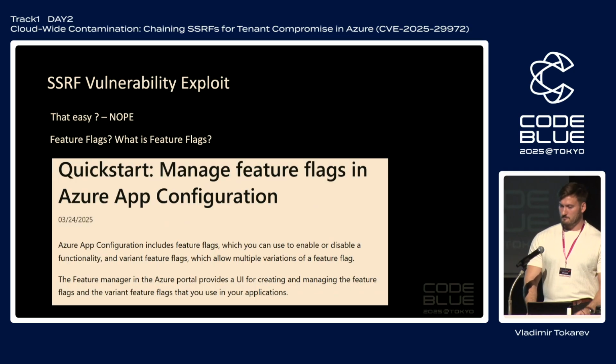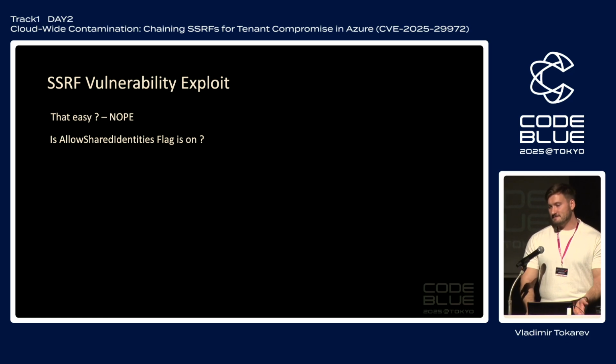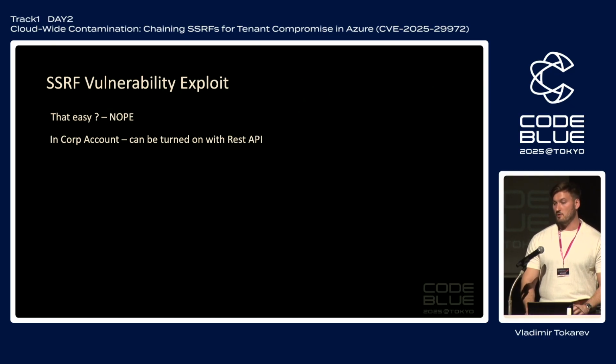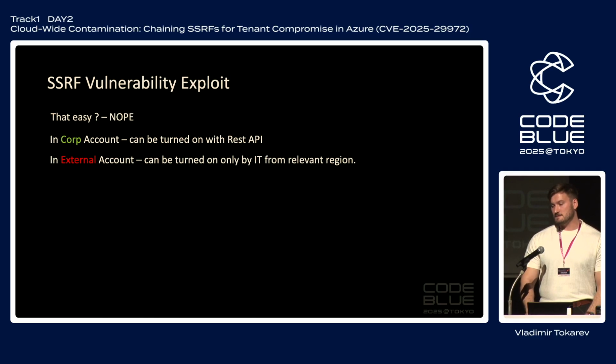And so we can read about this, obviously, in the Azure documentation. But basically, the idea is that this flag is usually on in corp accounts, which means Microsoft accounts, workers' accounts. This one can be turned on with the REST API, and in external accounts, it has to be done with IT for the relevant region. Now, it basically means it goes through some checks. And if we look from the attacker's perspective, they probably could achieve that. For instance, they could maybe compromise a corp account, or maybe they have a friend in IT who works at Microsoft, and so potentially it could be exploited.